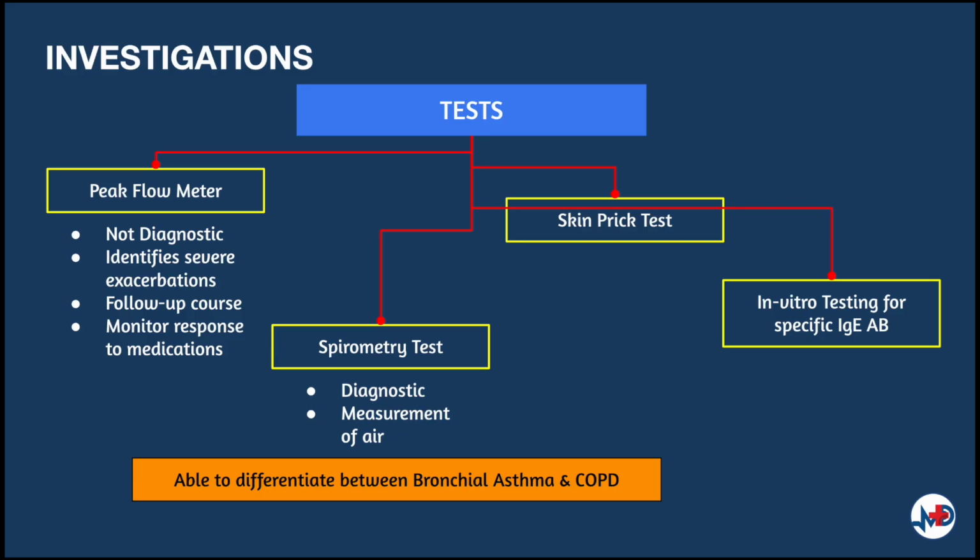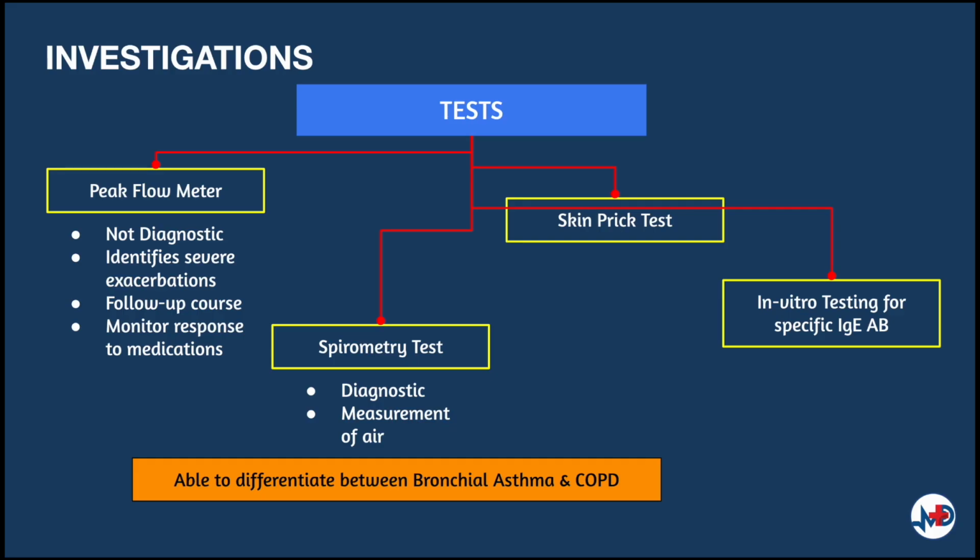Here you will compare how much air comes out in the first second to the total volume of air blown out, which is FEV1 over FVC. Anything less than 70% indicates significant airway obstruction. The good thing about this investigation is that you may differentiate between bronchial asthma and COPD by seeing if there is a significant amount of reversibility of airway obstruction following the administration of a beta agonist. If there's more than 12% and over 200 mL reversibility, it indicates bronchial asthma.